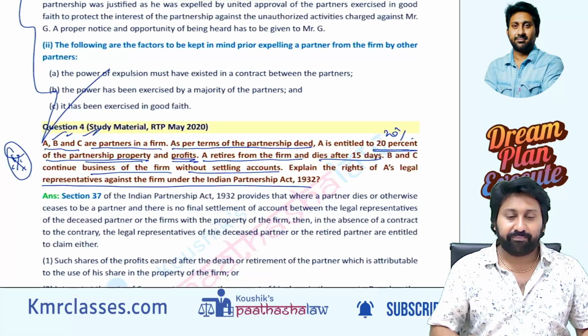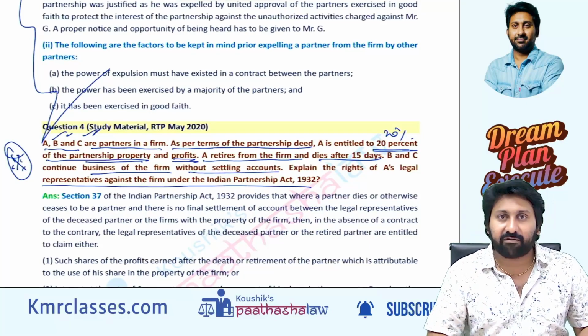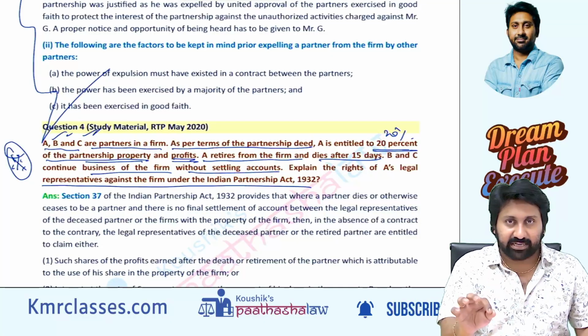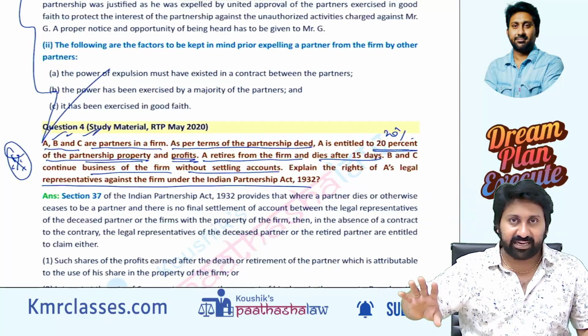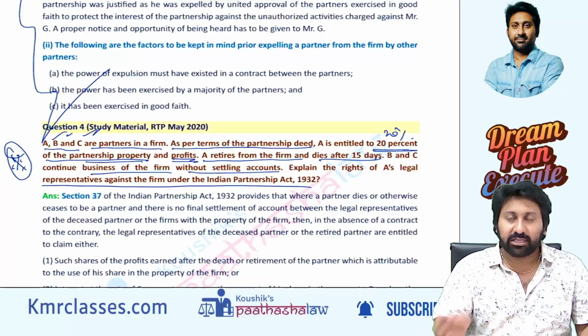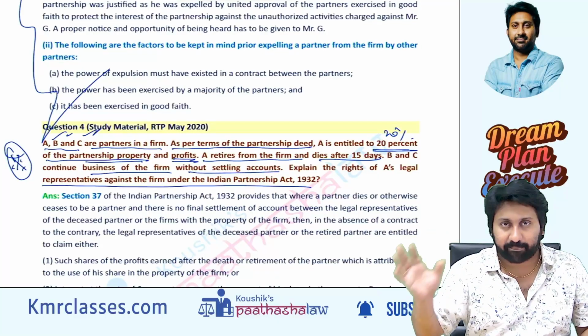Now understand, whenever a partner dies, you have to settle his accounts. Assets, how much he has, liability, his share you have to reduce, and the balance should be settled and paid to his legal representatives.